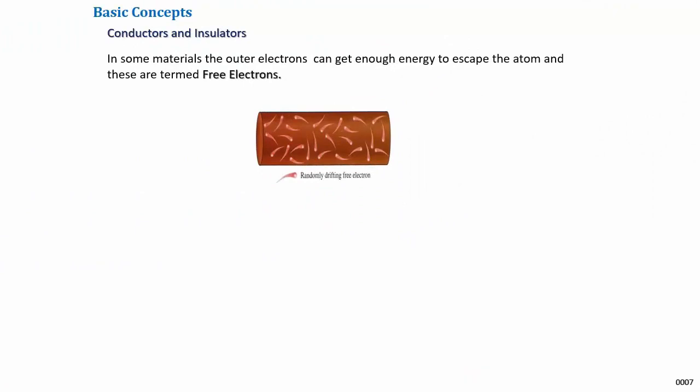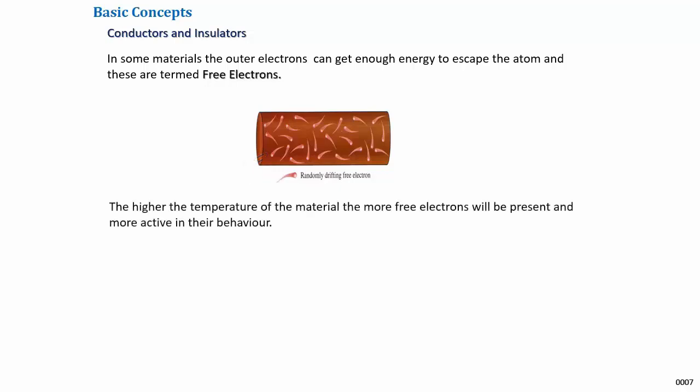In some materials, the outer electrons can get enough energy to escape the atom, and these are termed free electrons. These materials effectively have a sea of randomly drifting electrons within their structure. The higher the temperature of the material, the more free electrons will be present and more active in their behavior.